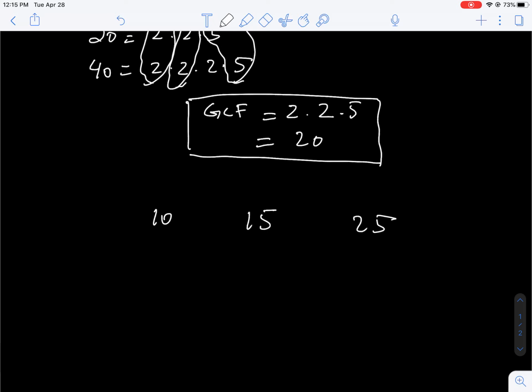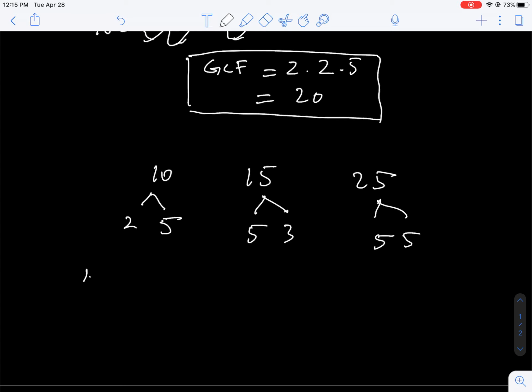So let's factorize 10. 2 times 5 is 10. And we're going to divide 15 by 5. 5 is a prime factor, 3 is a prime factor. And 5 times 5 is 25. So when you divide 25 by 5, you're going to get 5.